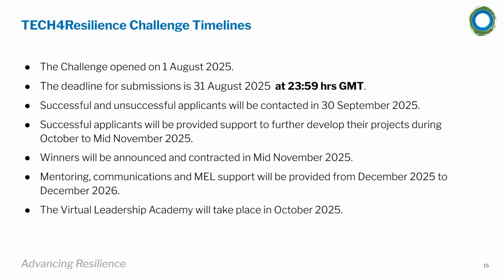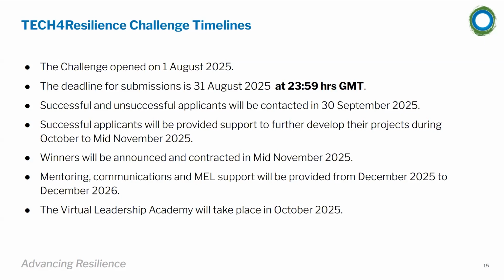The successful and unsuccessful applicants will be contacted by 30 September this year. So we will be announcing the finalists by the end of September after we do a rigorous review and shortlist of the applications. Successful applicants will be provided support to further develop their projects from October to mid-November 2025.